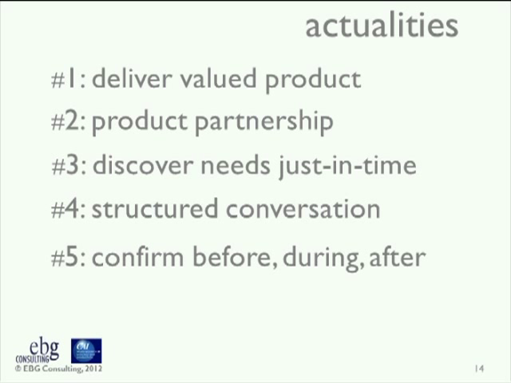So first of all, these 5 we consider hallmarks of successful Agile efforts. These aren't just possibilities. In fact, this is what we find today: being able to, number one, deliver a valued product. Understand that we need to operate in a partnership mode, that we need to be careful about when we analyze and discover those needs and making sure that it's just in time. And the thing that some of you may be aware of is what Ellen and I coined the structured conversation, and I'll go into some detail on that. And the last one, number 5, very, very vital, of confirming what those product needs are before development, during development, and especially after development. So I'll be covering each of these 5 one by one.